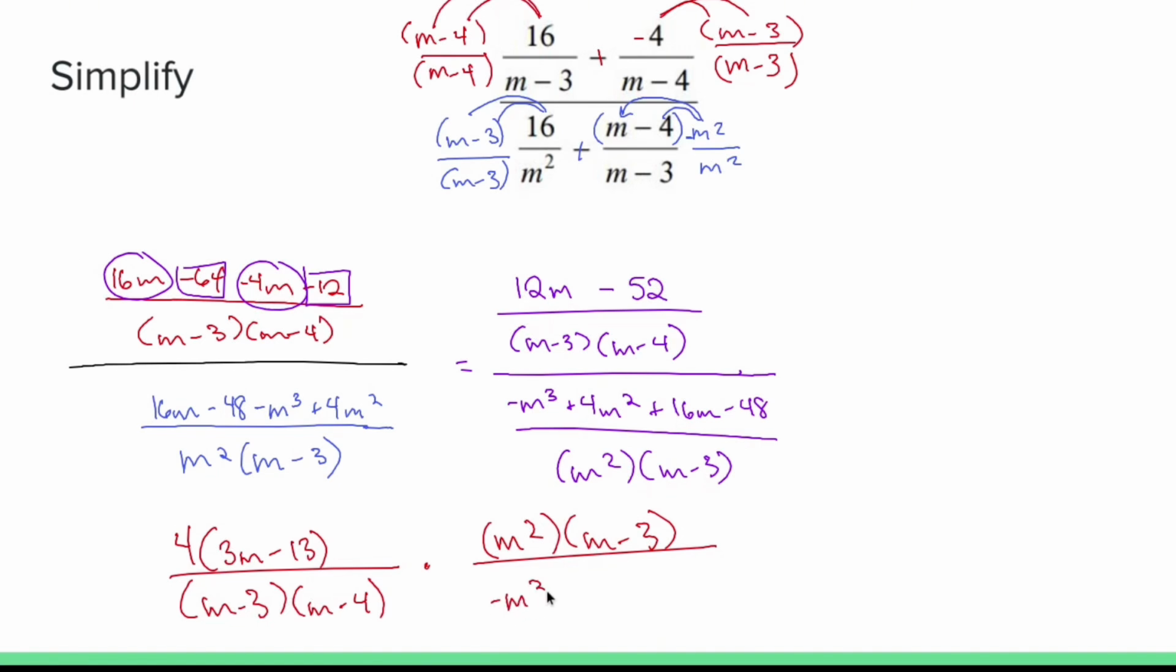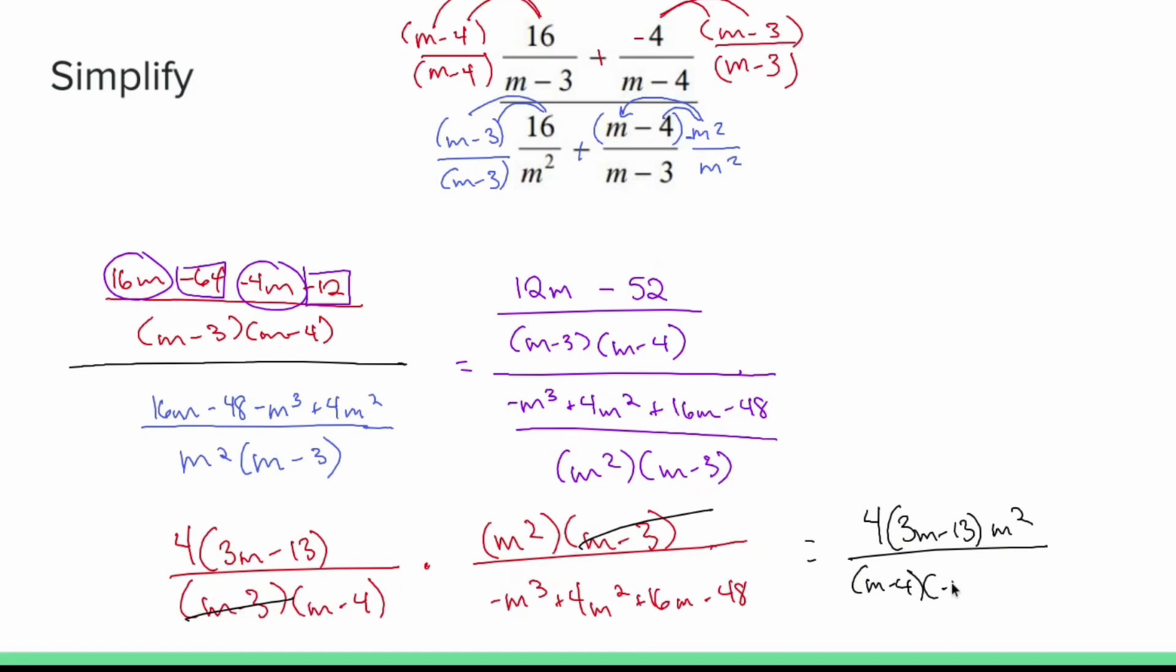This is just negative m cubed plus 4m squared plus 16m minus 48. Nothing at all is going to happen with that. Since I'm multiplying fractions, I can cross out the m minus 3s. And that's going to leave me with 4 times (3m minus 13) times m squared, all over (m minus 4) times (negative m cubed plus 4m squared plus 16m minus 48). I'm not going to multiply it out, so I'm going to leave it like that. Boy, is that not pretty at all. But that is an answer.